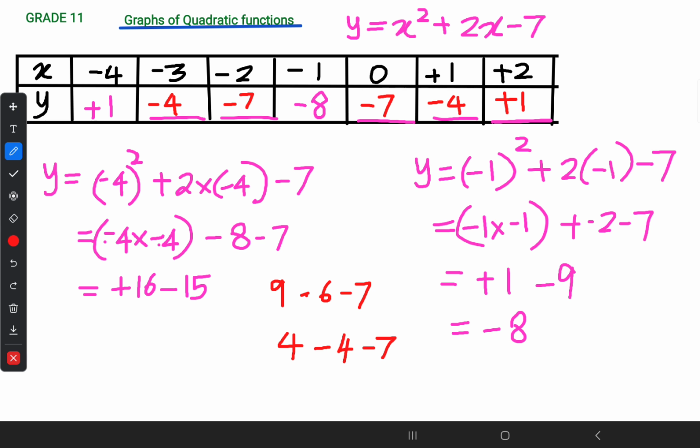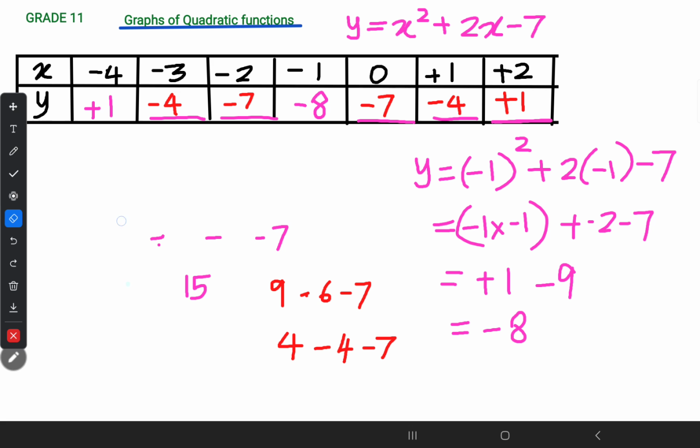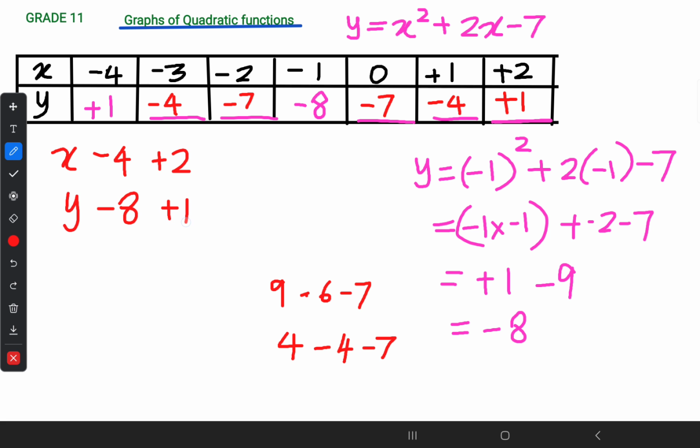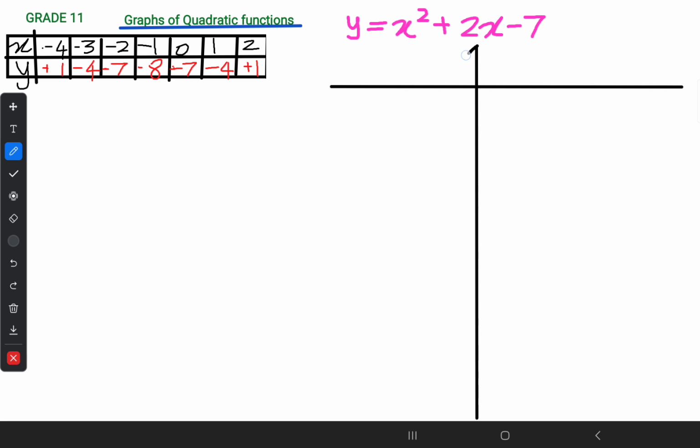Accordingly, we can plan our graph. In the x-axis, the maximum value we need is +2. Minimum value is -4 to +2. In the y-axis, minimum value -8, maximum value +1. Likewise, we can plan to plot our graph function. So in the y-axis, maximum we need is +1. Okay, +1. So here I write +1.